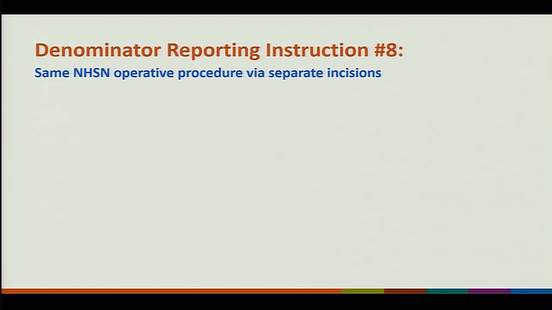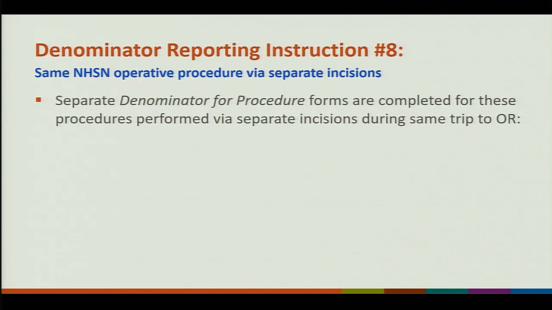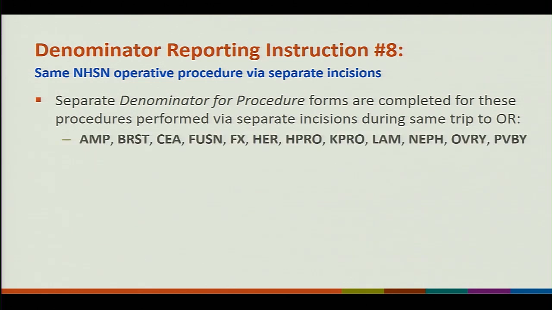Next is denominator reporting instruction number 8, and this reporting instruction addresses the same NHSN operative procedure category via separate incisions. So you would fill out separate denominator for procedure forms for procedures performed via separate incisions during the same trip to the OR for any of these 12 operative procedures.